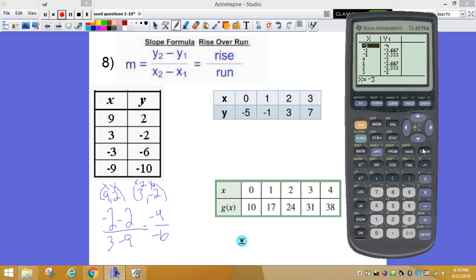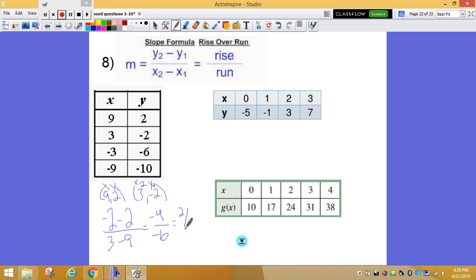Divide those. You did negative 4 divided by negative 6. Change it to a fraction. Math, enter, enter, is 2/3. So the slope of this table is 2/3. We're going to do the exact same thing here. First ordered pair is 0, negative 5. The next ordered pair is 1, negative 1.